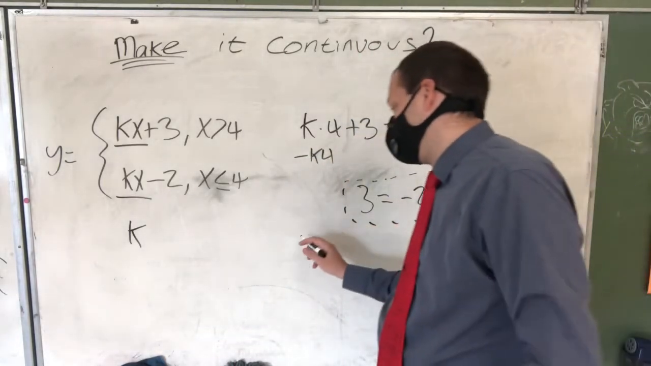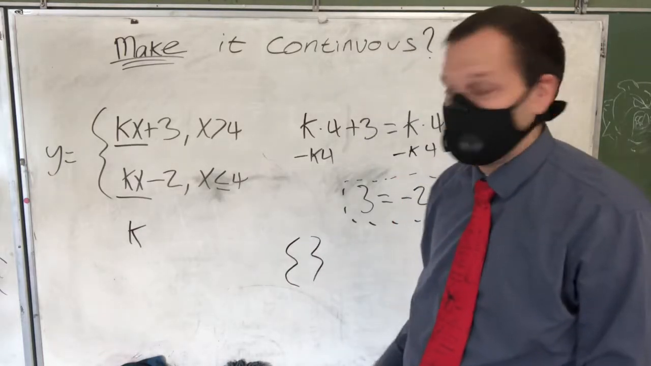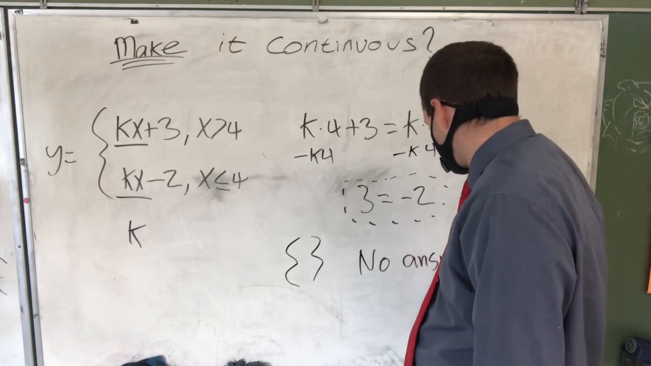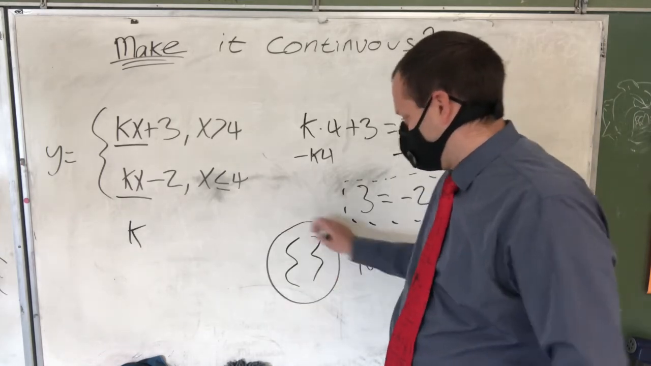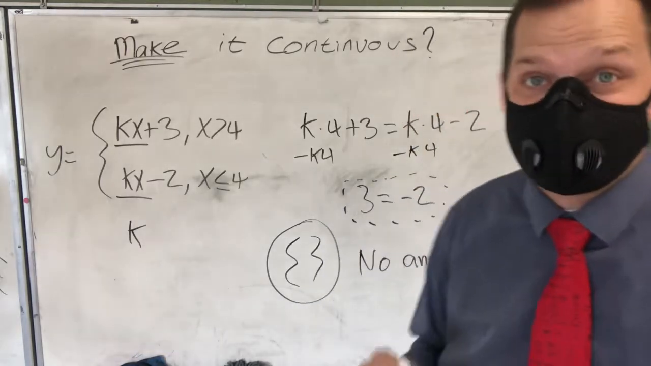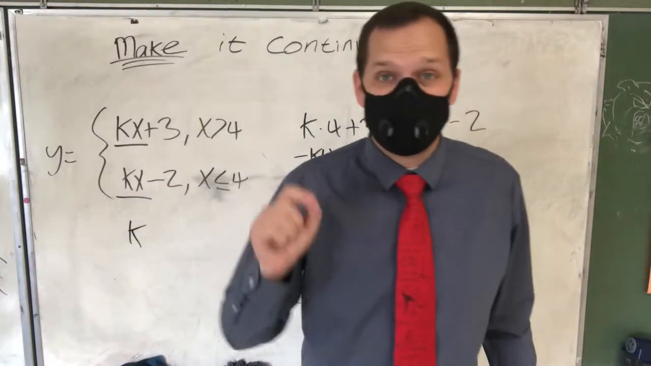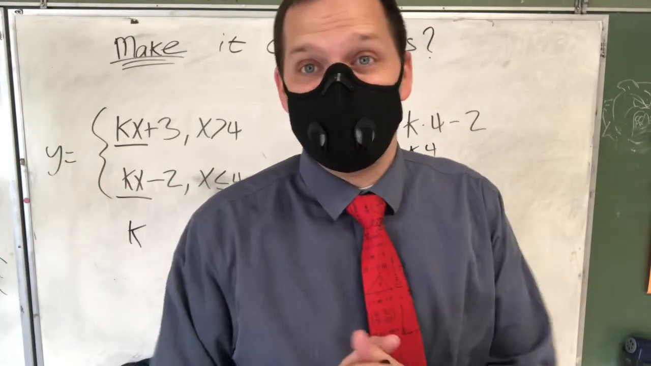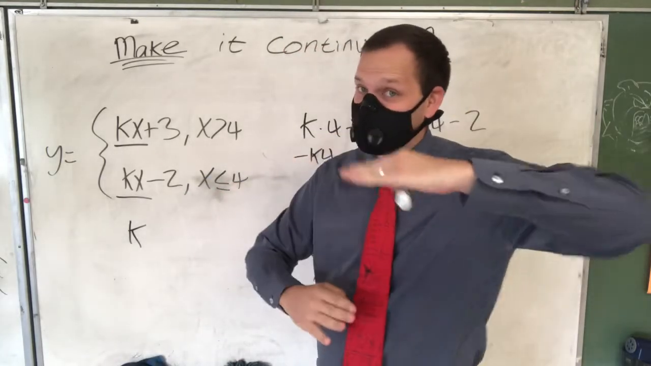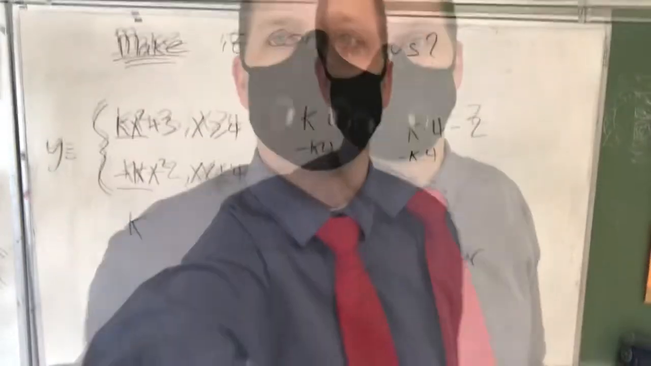Here, there is no k value. So you just leave it as an empty set. You could say no answer. For Delta Math, that's probably how you would put the answer in. Just, there's no answer, all right? There is no way for these two lines to ever possibly be continuous. It can't work. They're going to be parallel. They're going to be starting at different spots. They have the same exact slope. Doesn't work.